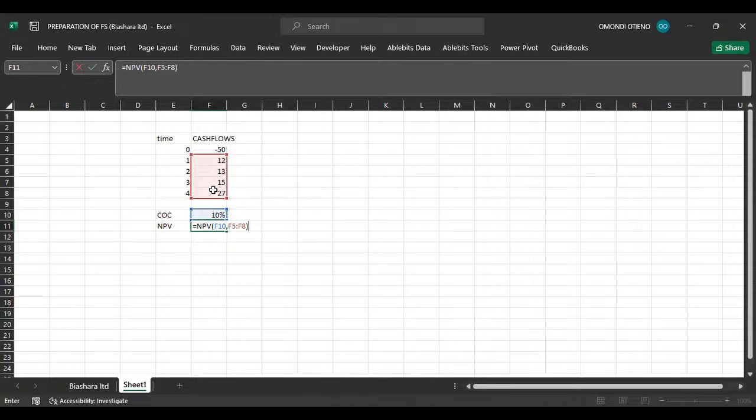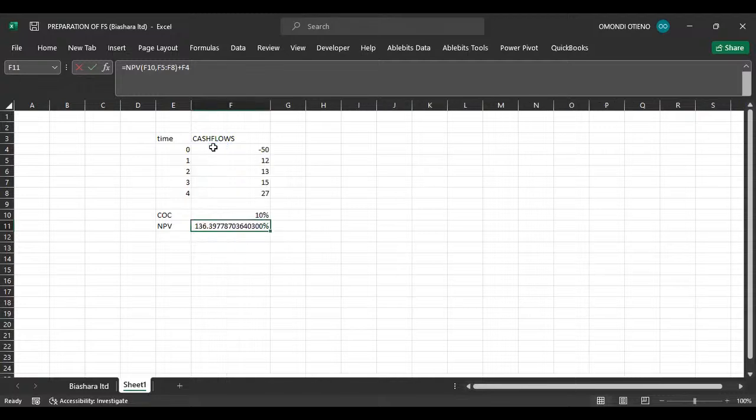Because the initial outlay there is negative, you say plus that negative 50. You say plus, go to that negative 50, pick it. And then you press control enter, or just enter. Great. So you're getting a percentage. That should never scare you away.